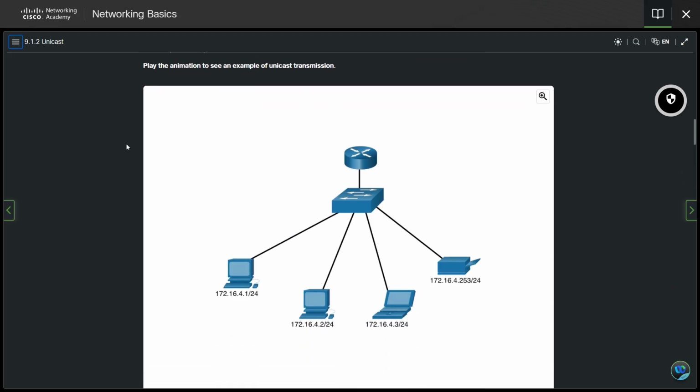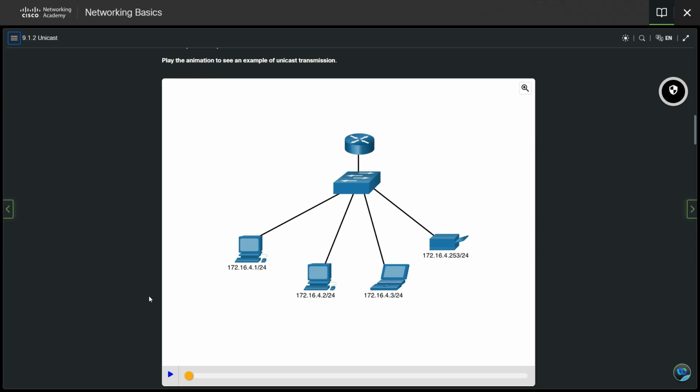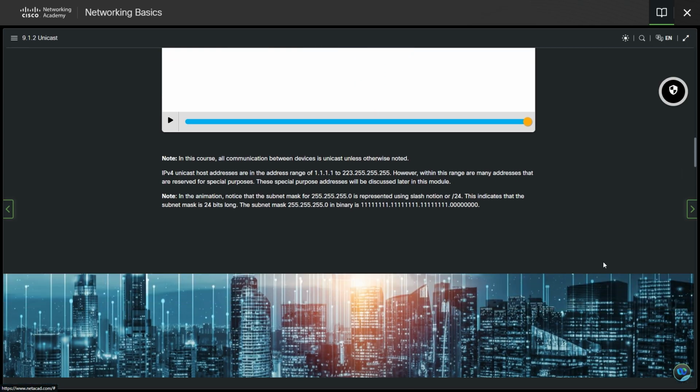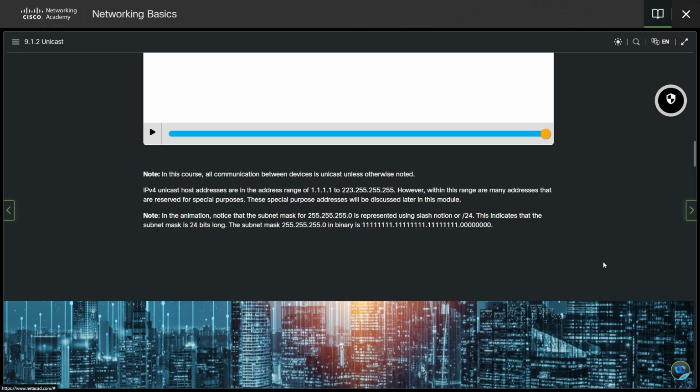Okay, we can see an animation of one example of unicast communication. The message is sent to this switch, and the switch sends the packet to this printer with this IP address. Note that in this course, all communications between devices are unicast unless otherwise noted.